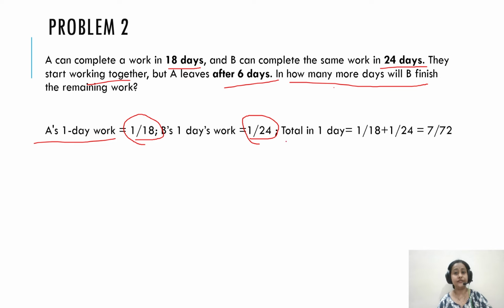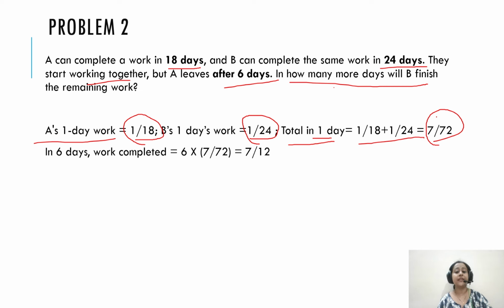And if they work together, in 1 day they can complete the summation of these two fractions, which is 1 by 18 plus 1 by 24, which will give you 7 by 72. If you calculate this, you will find it will be 7 by 72, right? So if they work together, 7 by 72 portion of the whole work will be completed in 1 day.